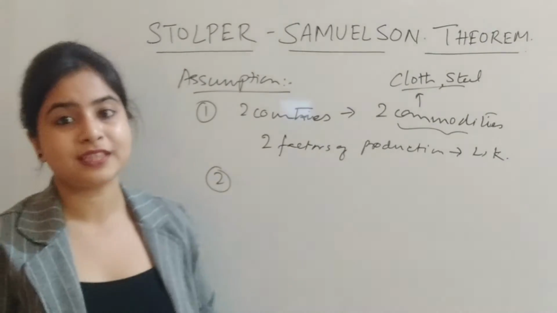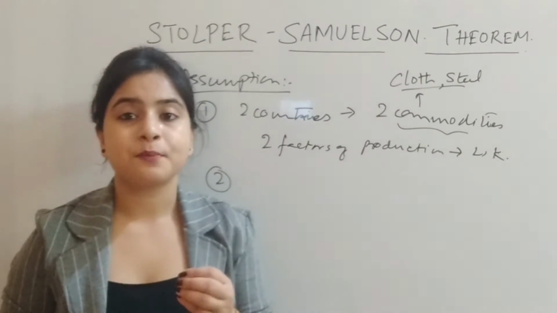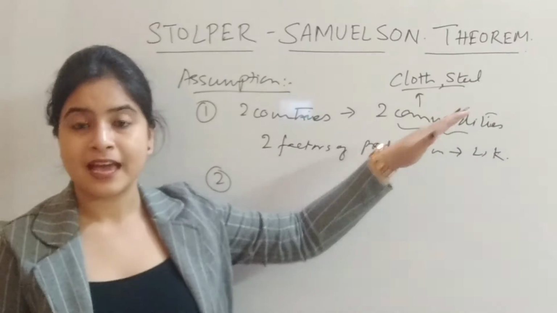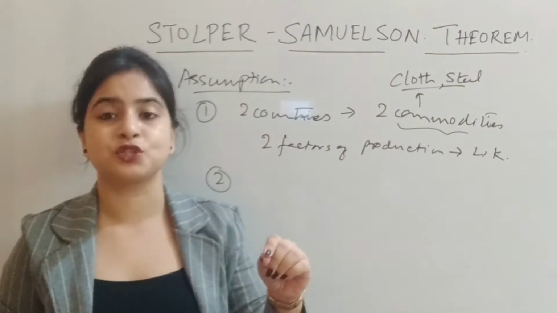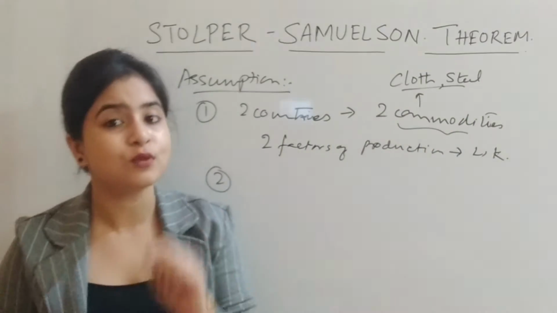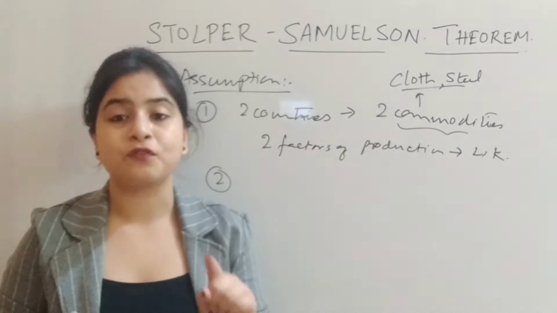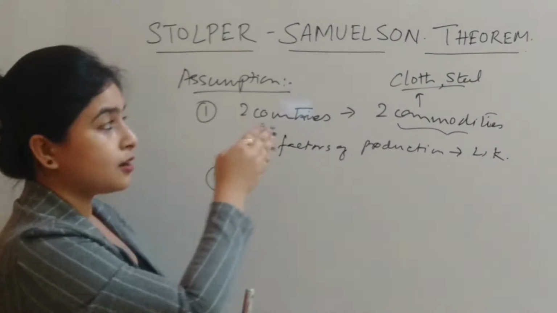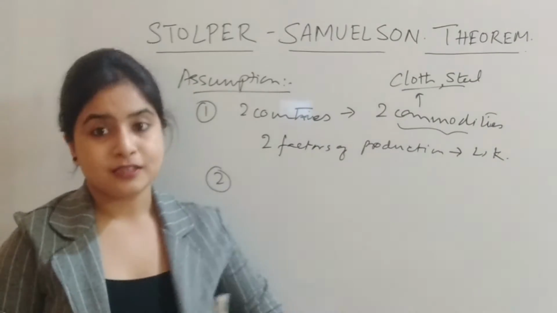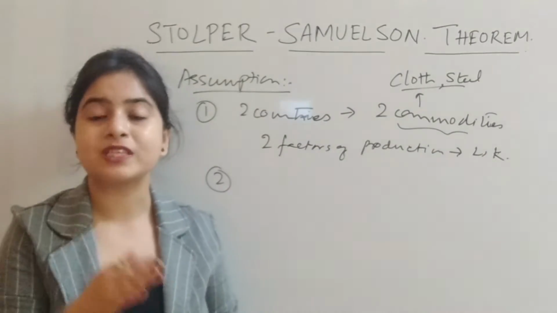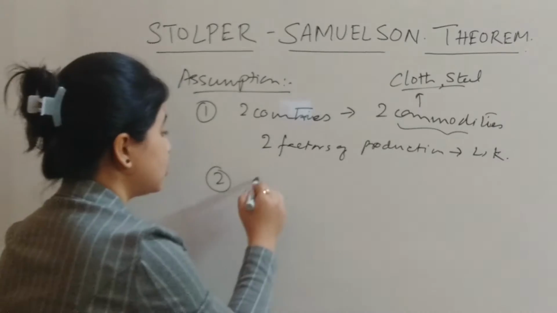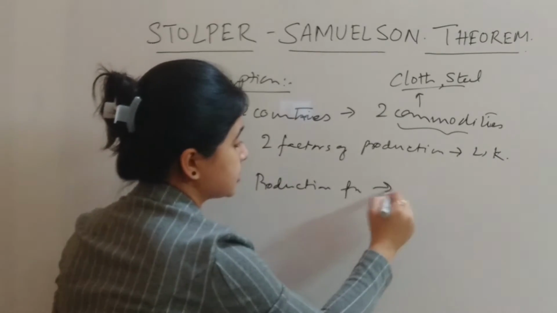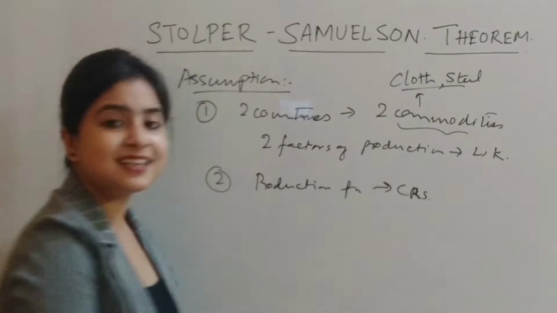Now moving on to the second assumption. It talks about the production function for each of the commodities. There it has been assumed that the production functions are homogeneous of degree 1. That means the production function for each commodity follows constant returns to scale. So production functions are of CRS type.